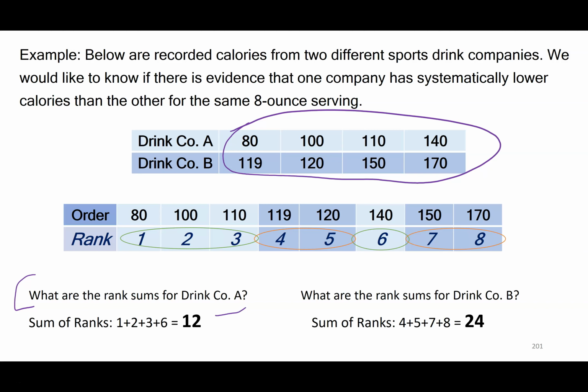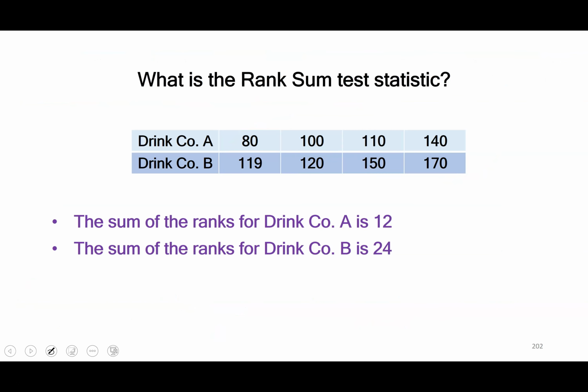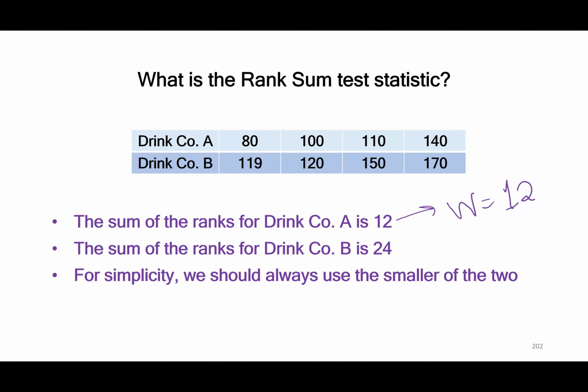So we're going to use W equal to 12 because this is the smaller of the 2 ranks. We don't want to use the 24. We want to use the 12. So that's what we should use. So what is my rank sum test statistic? We're going to use W equals 12 because it's the smaller of those 2 ranks. So for simplicity, it is just easier. You could use the other, but it's easier to kind of goof up when it comes to the p-value. So we're just always going to take the smaller one.